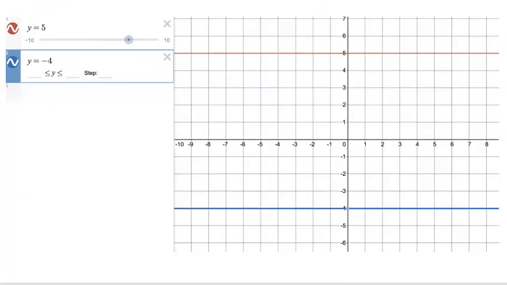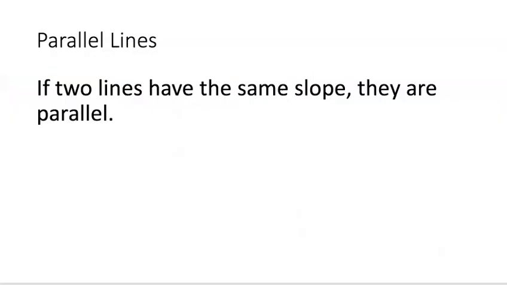And here's the third example. Y equals 5 and y equals negative 4. They are parallel, and they both have slope of 0, which gives us our rule. If two lines have the same slope, they are parallel.